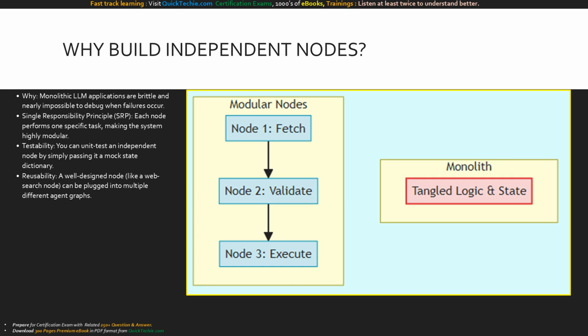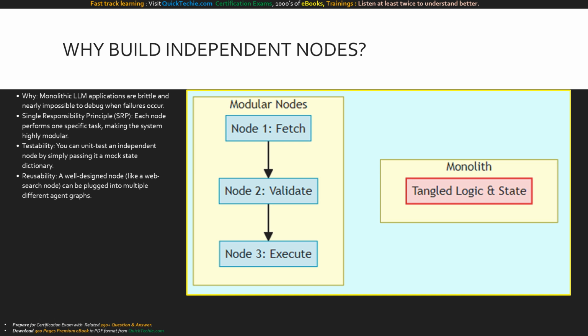Why should we obsess over building independent nodes? Because monolithic AI applications are a nightmare to maintain. If you put your prompt generation, LLM invocation, and API execution into one massive script, a single failure crashes the entire system, and debugging becomes impossible. By treating nodes as independent logic units, we enforce the single responsibility principle. Your fetch data node only fetches data. Your summarize node only summarizes. This modularity yields incredible benefits.